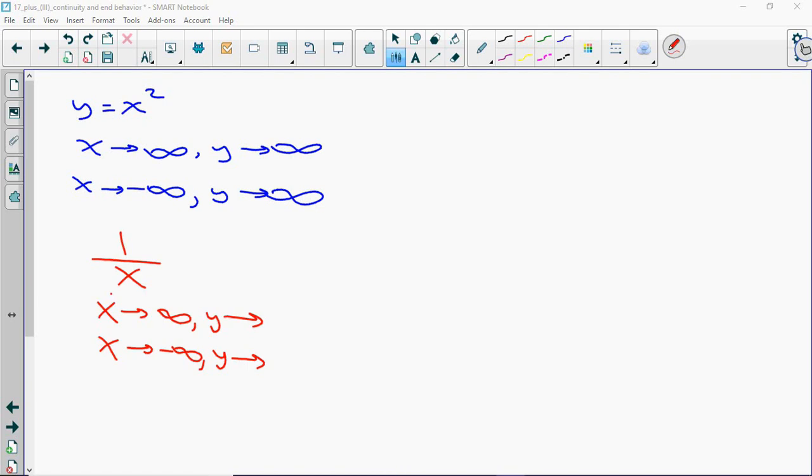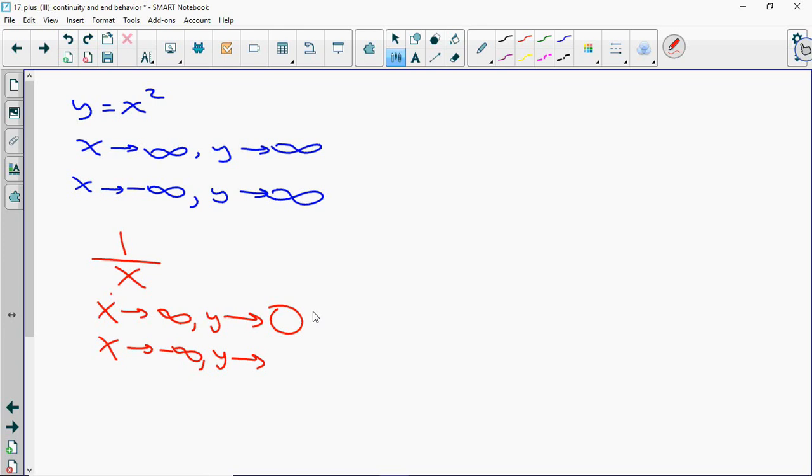What about this one? If x becomes a really, really big positive number, then I'm dividing 1 by a really, really large number. What's that quotient going to be? It's going to be really, really small. So this one is going to have a horizontal asymptote at y equals 0.